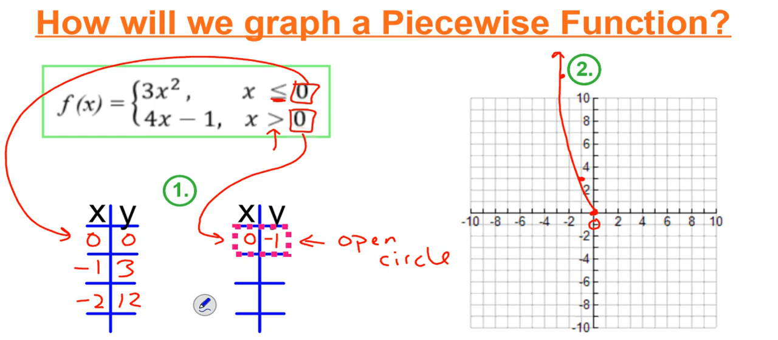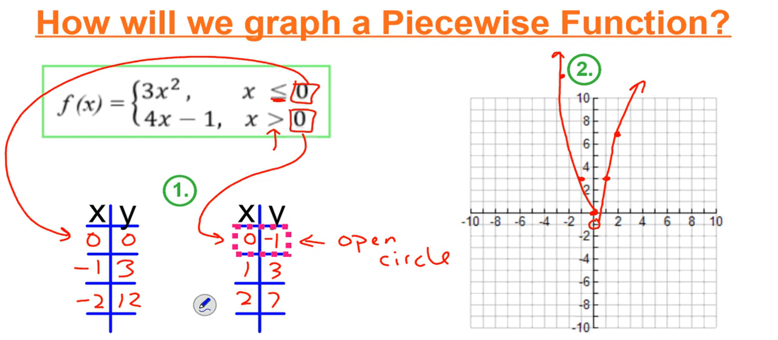X has to be greater than 0, so we put a 1 in. That's what, a 3. Put a 2 in. That's a 7. That's enough. All right, let's do 1, 3. So over 1, up 3, and over 2, up 7. It's linear, so we don't give it a curve. Now we have to remember we have to start from that open circle. There we go. All right.